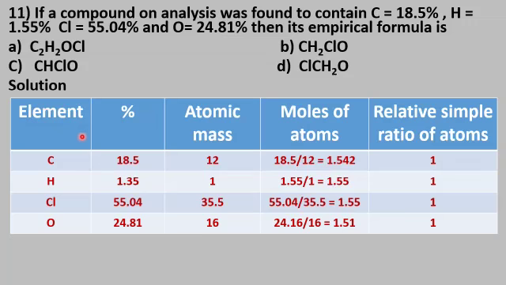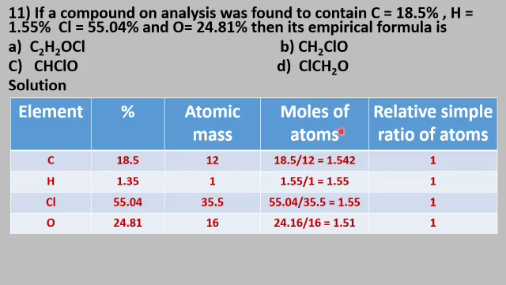You have to make the table. In the first column we have element, percentage, atomic mass, moles of atoms, relative and simple ratio of atoms. The elements present in the compound are carbon, hydrogen, chlorine and oxygen. Percentage is given, list it out for each atom. Then atomic mass for carbon is 12, hydrogen 1, chlorine 35.5, oxygen is 16.